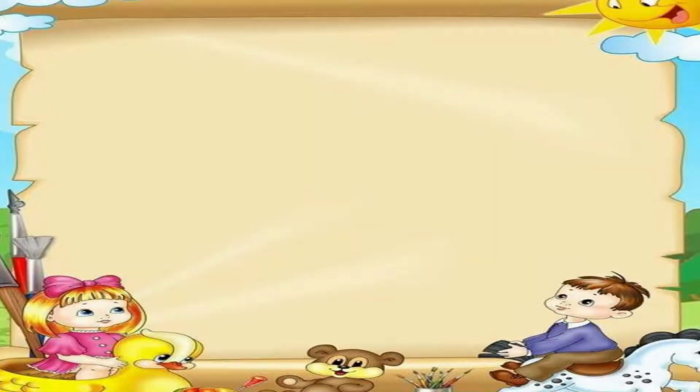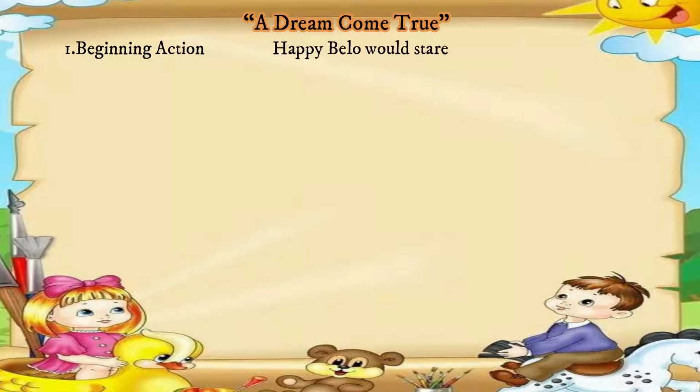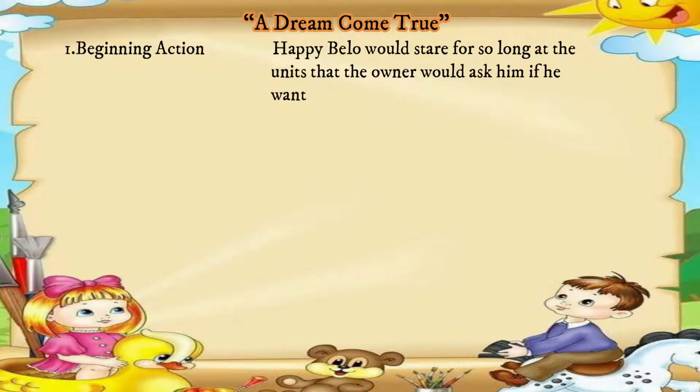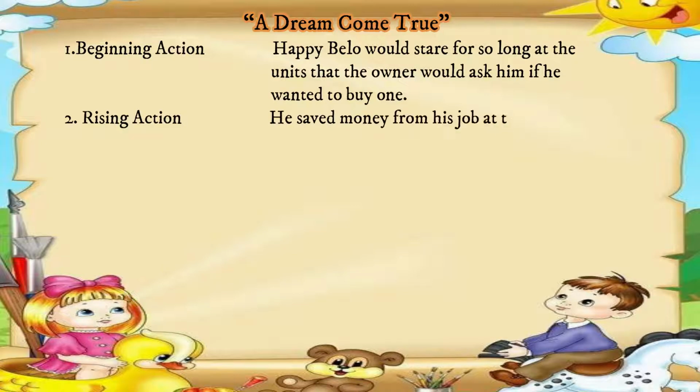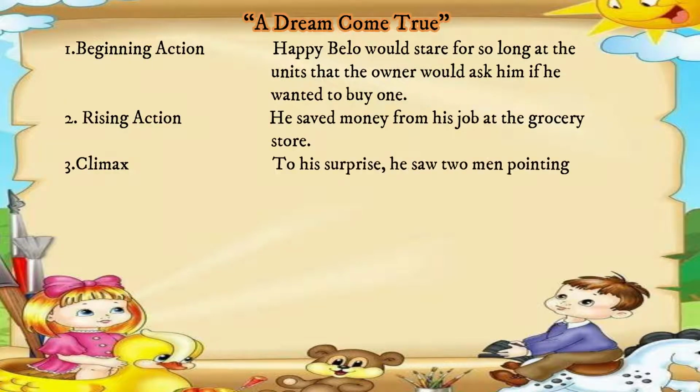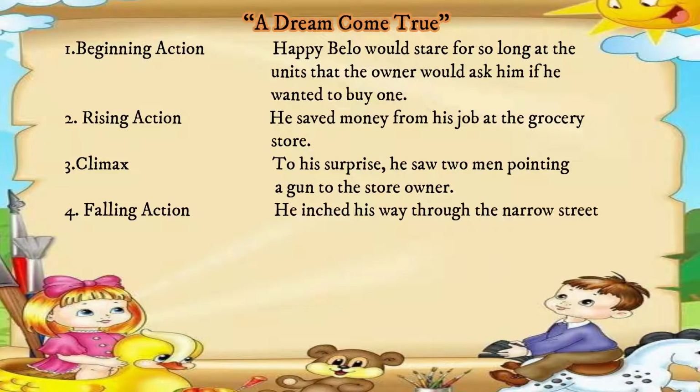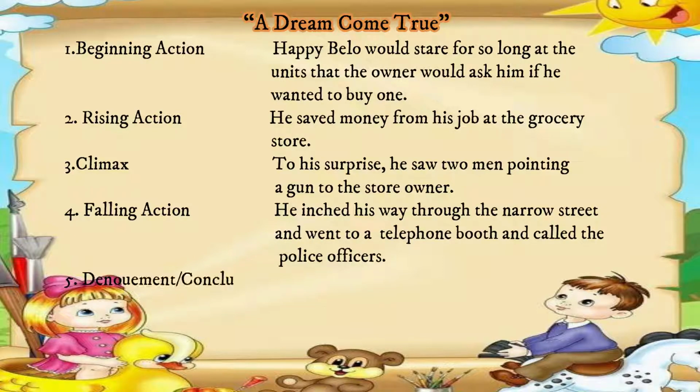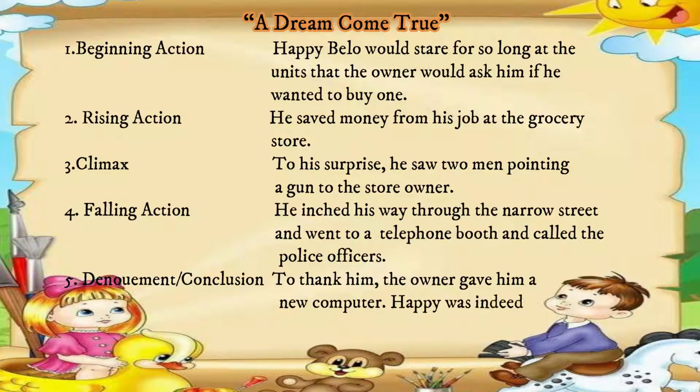Let's read how the events in the selection, A Dream Come True, are sequenced in a table. Each part illustrates the elements of the plot. This is the beginning action of the story. Happy Bello would stare for so long at the units that the owner would ask him if he wanted to buy one.